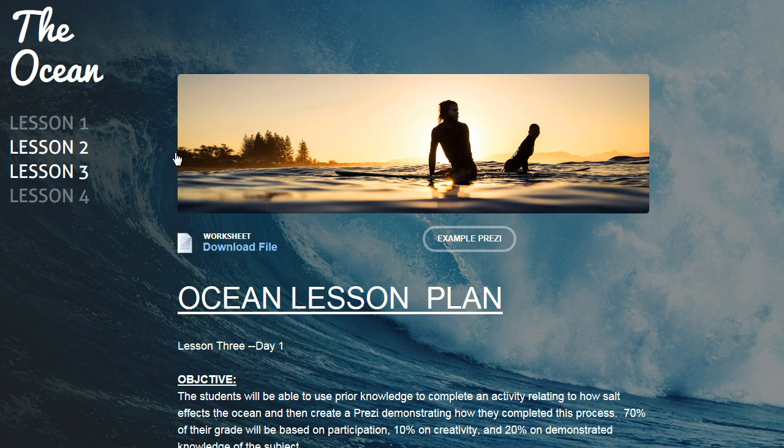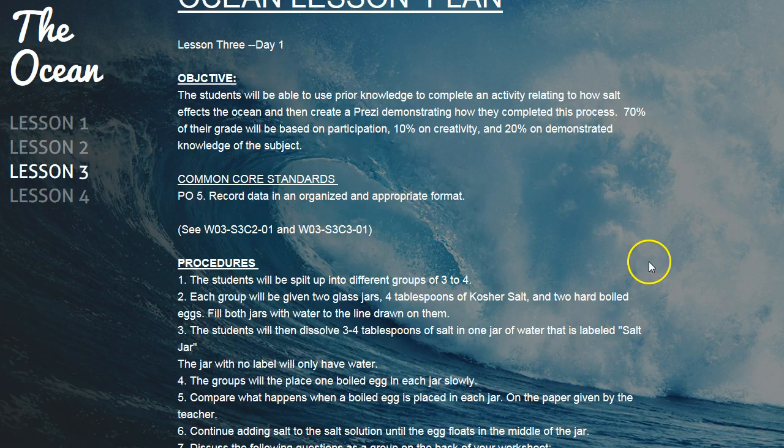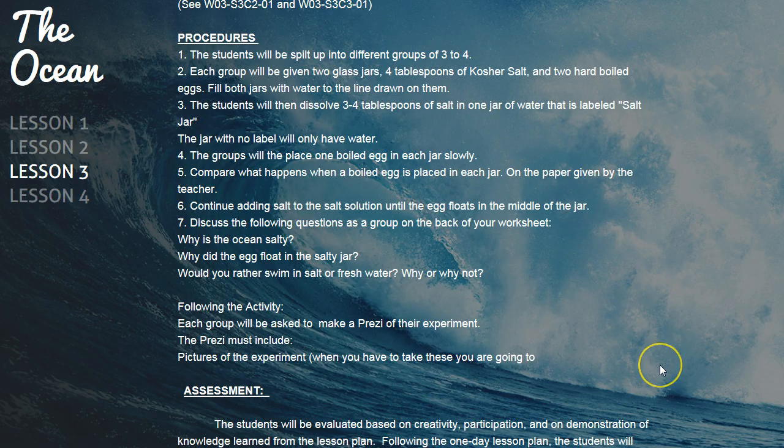Okay, I have science, and my objective is to have them, with prior knowledge, complete an activity relating to how salt gets in the ocean and why the ocean water has salt in it. So they're going to be in 3 different groups, and they're going to do this activity with 2 different jars.